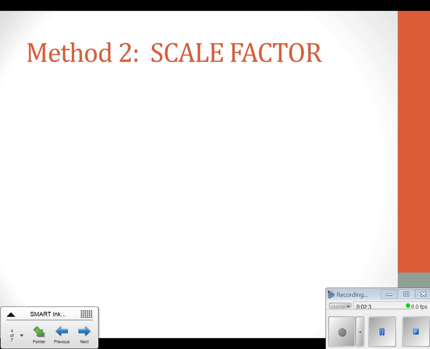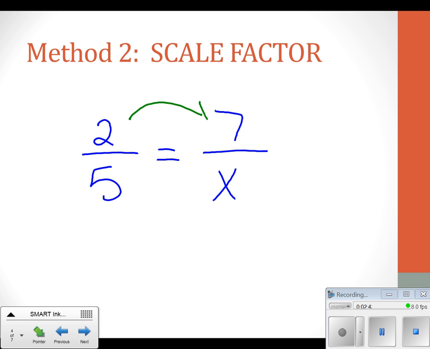In scale factor, we'll use that same example where we have 2 baseballs is $5 and we want to know how much 7 is. With scale factor now, we're looking at the relationship here. Instead of top to bottom, we're going from the left side to the right side. So we know what 2 baseballs are. What about 7? Well, we don't want 4, we don't want 6. What are we multiplying 2 by to get 7? We want 3.5 times more baseballs. 2 times 3.5 gives us the 7. So we want 3.5 times more.